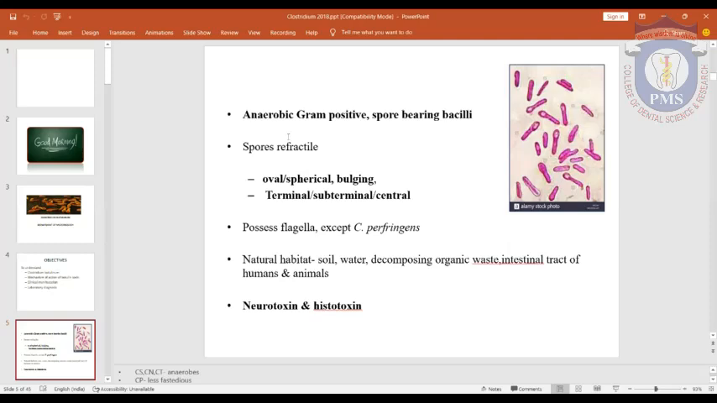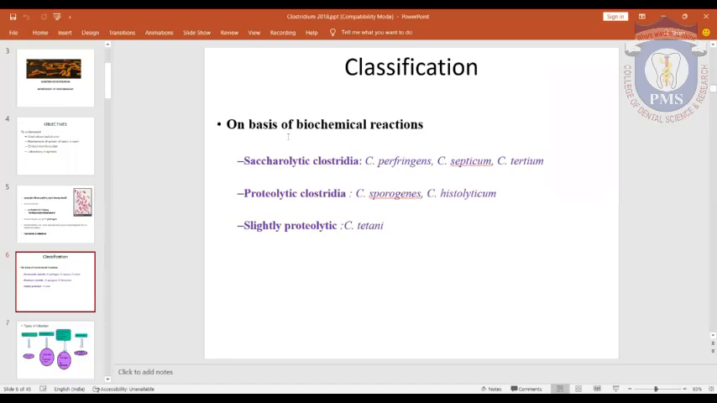They lack cytochromes required for electron transport to oxygen. They contain flavoprotein enzymes which reduce oxygen to hydrogen peroxide. They lack catalase, peroxidase, superoxide dismutase, etc. Natural habitat is soil, water, decomposing organic waste materials, and the intestinal tract of humans and animals. The toxin produced by Clostridia can either be neurotoxin or histotoxin.